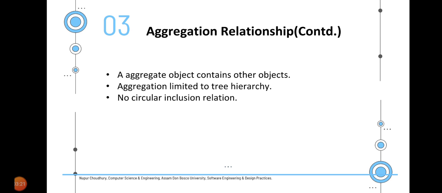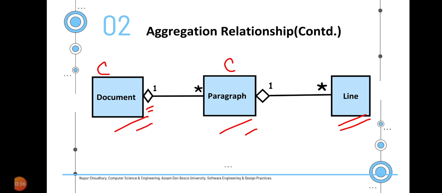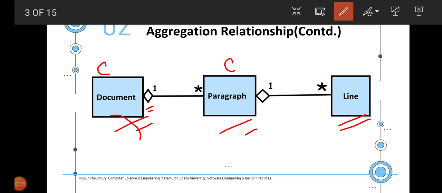An aggregate object contains other objects, and aggregation is limited to tree hierarchy. There is no circular inclusion relation. As already discussed, we do not have any self loop within itself. For example, the document cannot have a representation something like this. No, it cannot have. However, it can have a relationship with some other objects or with some other classes in particular.